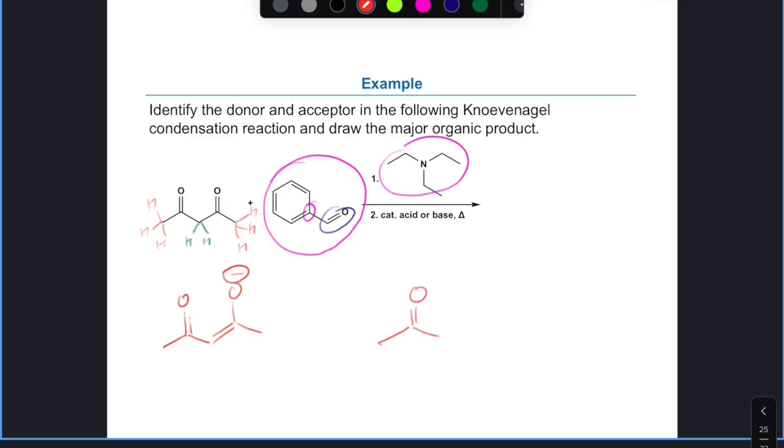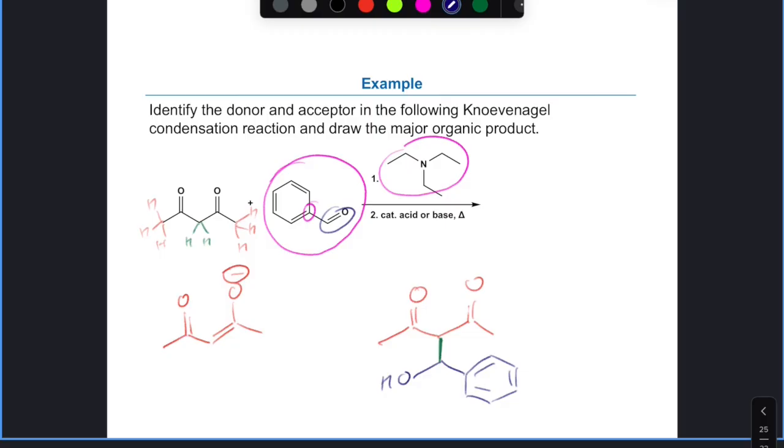I'm going to make my new bond, and I'm going to do my addition to my aldehyde. This is benzaldehyde, so I'm ending up adding to that center where the green bond is the new bond between those centers. That's what I did in the first step. What's the second step doing? Catalytic acid or base, heat, a little delta. What's it? Condensation reaction. I'm locking in the goodness.